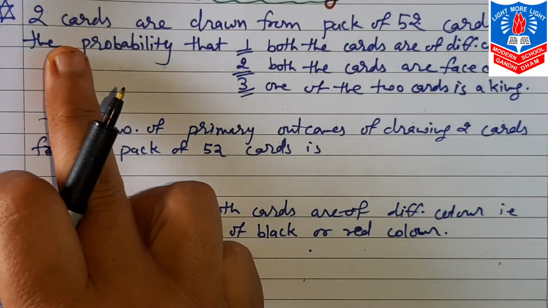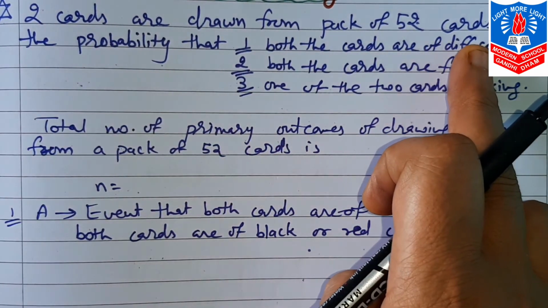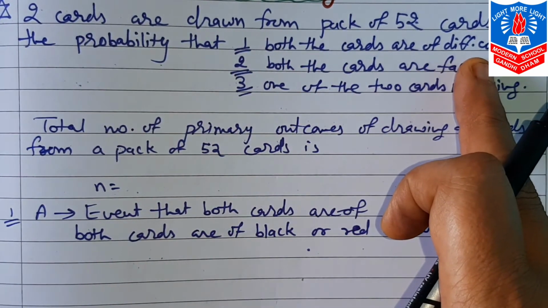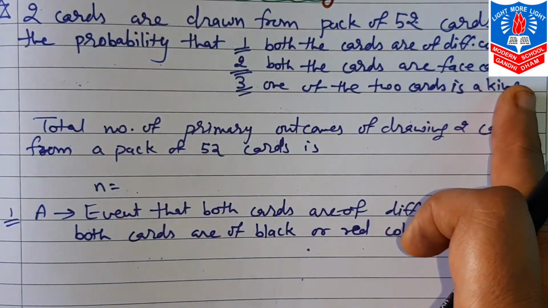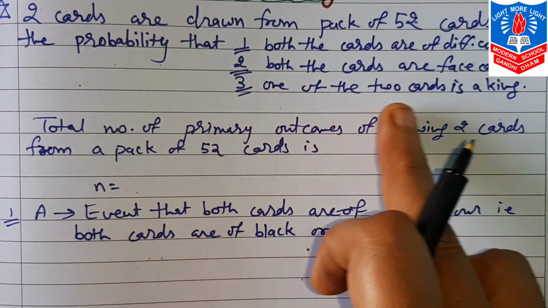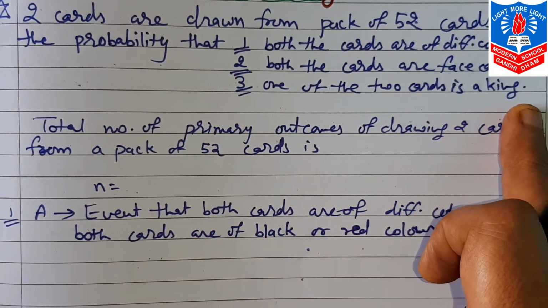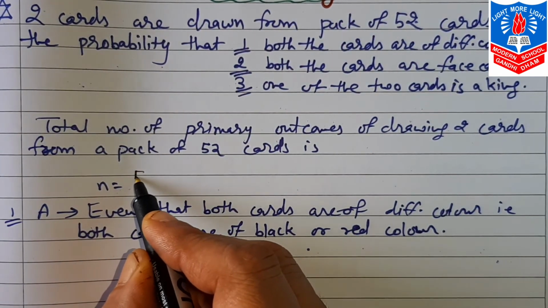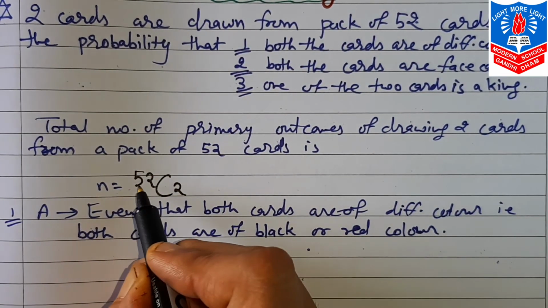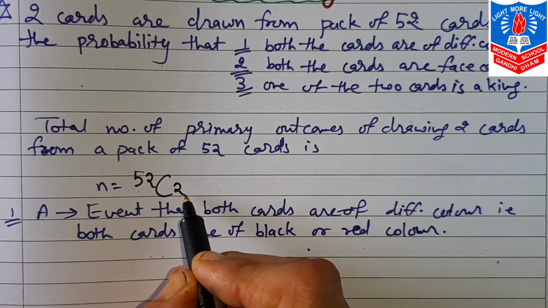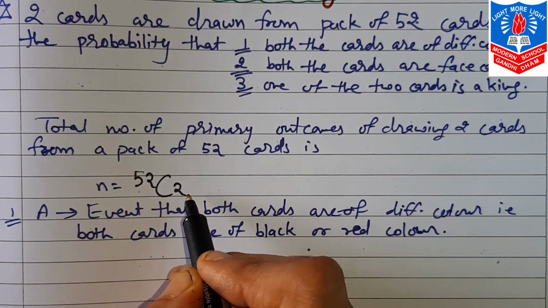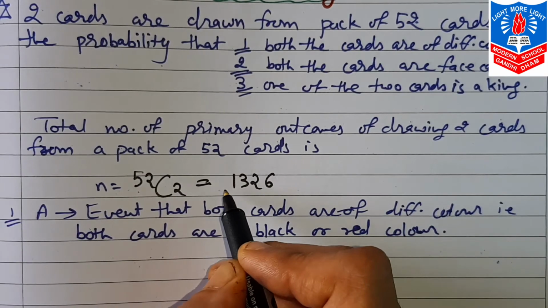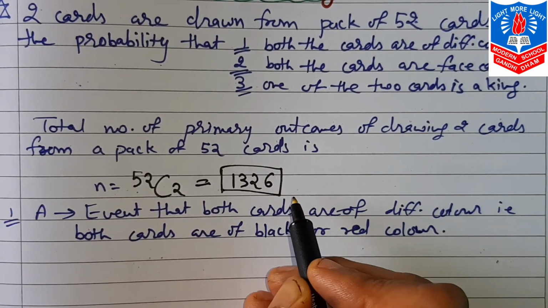Now next question. 2 cards are drawn from a pack of 52 playing cards. Find the probability that number 1, both the cards are of different color. Number 2, both the cards are face cards. And number 3, one of the 2 cards is a king. Now before finding the probability, 2 cards are drawn from a pack of 52 playing cards. So total 52, from that we are supposed to select 2. So 52C2, that will be the value of n, which is 1326.